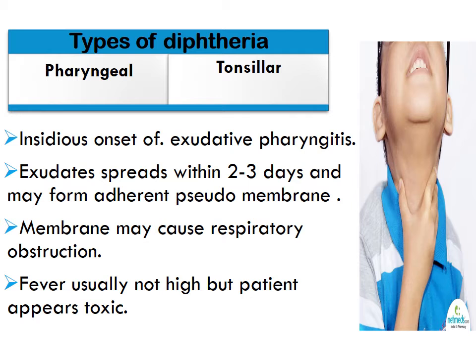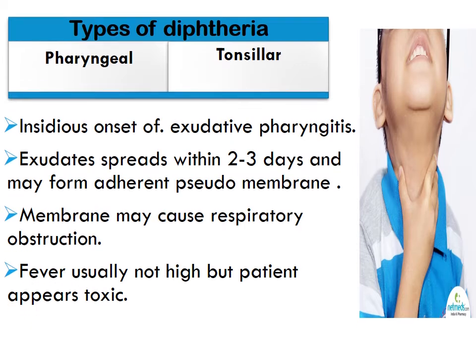There are two major types of diphtheria: pharyngeal and tonsillar, with insidious onset of exudative pharyngitis. Exudate spreads within 2-3 days and may form an adherent pseudomembrane. The membrane may cause respiratory obstruction. Fever is usually not high, but the patient appears toxic.